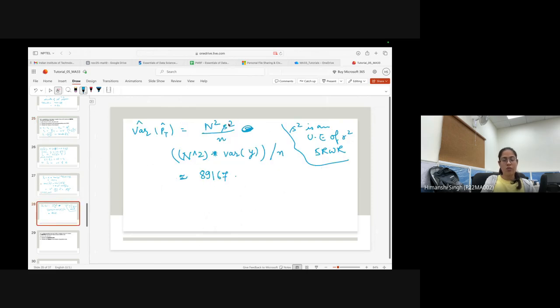Small s square can be calculated directly using the R command VAR of y. If y is a random vector consisting of the sample, then VAR of y will give me small s square, which is nothing but 1 upon n minus 1 summation of (yi minus y bar) whole square. You can calculate this by hand also, but in R there is a direct command, which is VAR of y. So I've just used the command N to the power 2 star VAR of y divided by small n, and calculated this variance in R.